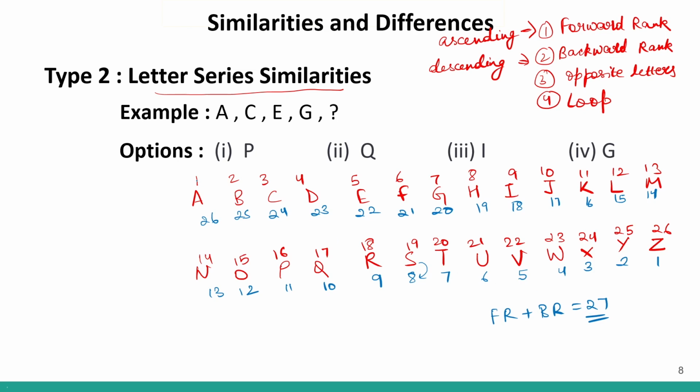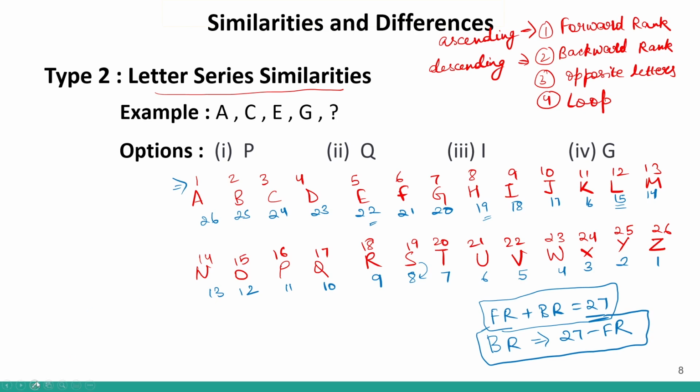So you can see 25 plus 2 is 27. Similarly over here 22 plus 5 is 27. 19 plus 8 is 27. 15 plus 12 is 27. So in each case the forward rank plus backward rank is 27. So sometimes you can just remember one rank. If I remember forward rank and I have to find out backward rank of a letter, I can simply say that backward rank is 27 minus forward rank. So this formula is something that you can also use to find out backward ranks.